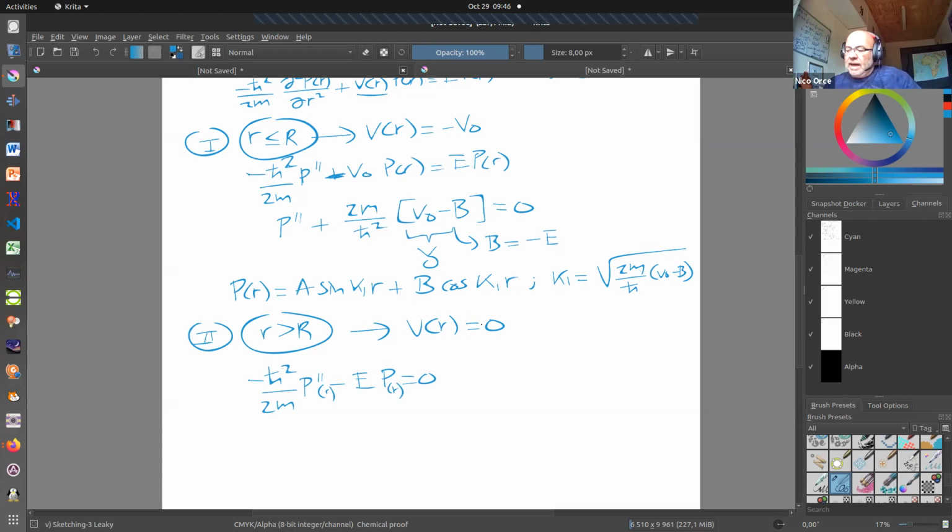So then we can again simplify this, and then this is going to be P minus 2mb, because we know the binding energy, over h bar squared times P equal to 0. And this particular solution of the Schrodinger equation is as such. P(r) is equal to, now we're going to change the constants, C e^(K2r) plus D e^(-K2r).